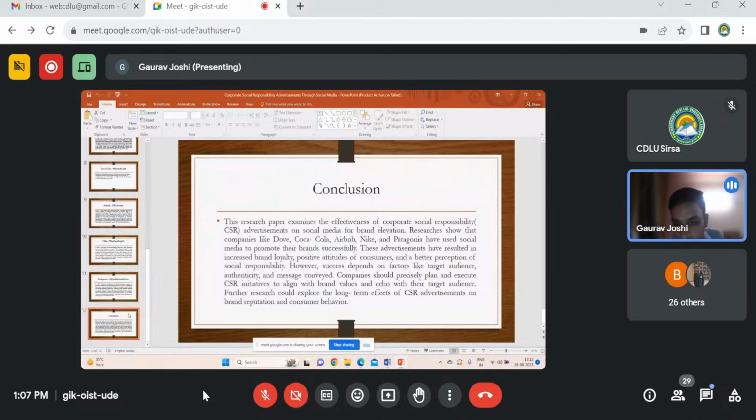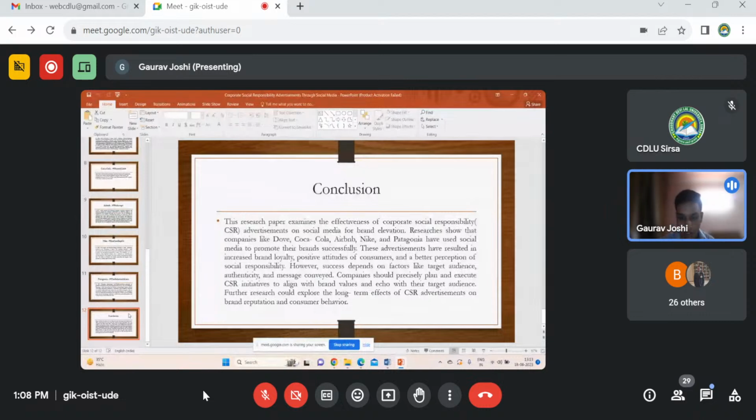This research paper examines the effectiveness of corporate social responsibility advertisements on social media for brand elevation. Because this is a qualitative study, there is no data as such. We have done the content analysis through text. The research shows that companies like Dove, Coca-Cola, Airbnb, Nike, and Patagonia have used social media effectively, and they have been successful in using these platforms to enhance their image and brand building. The advertisements have resulted in increased brand loyalty, positive attitude of consumers, and a better perception of social responsibility and a better perception about the brand in their customers and potential customers.